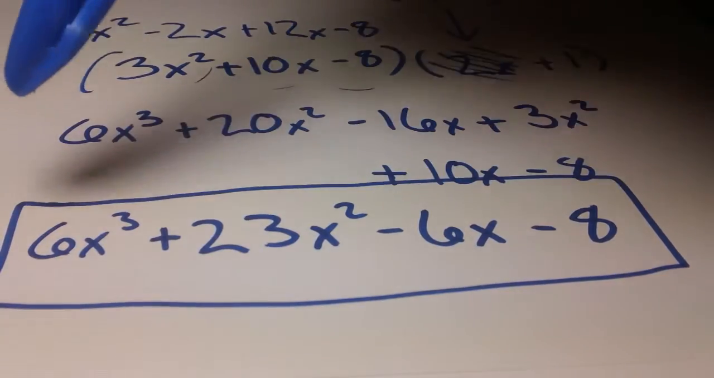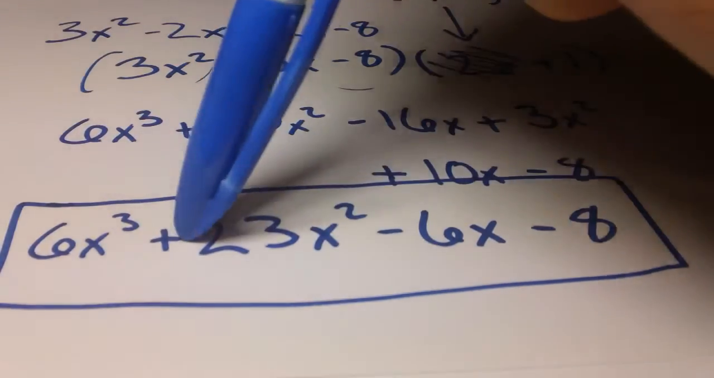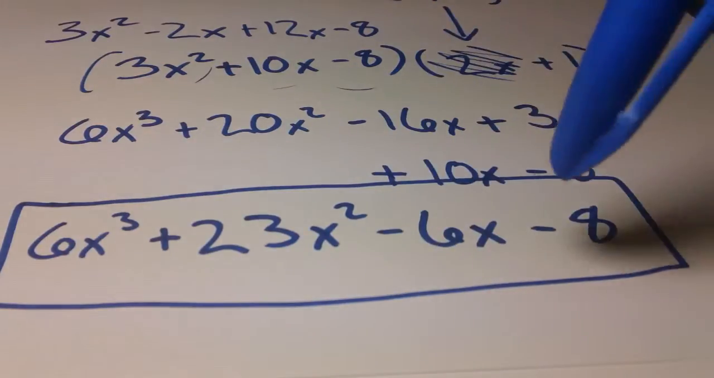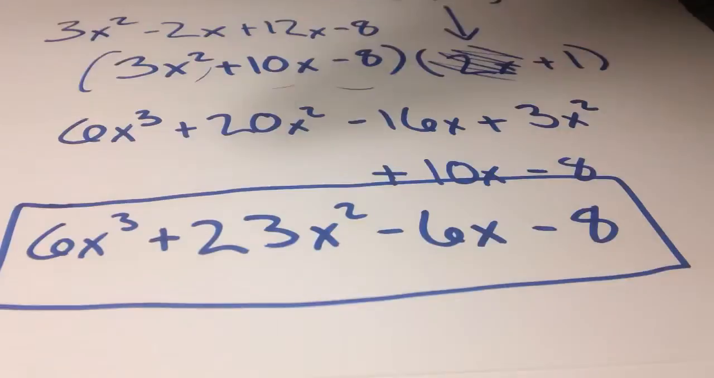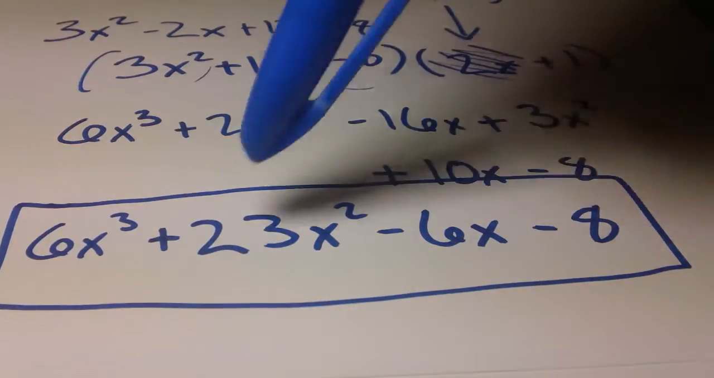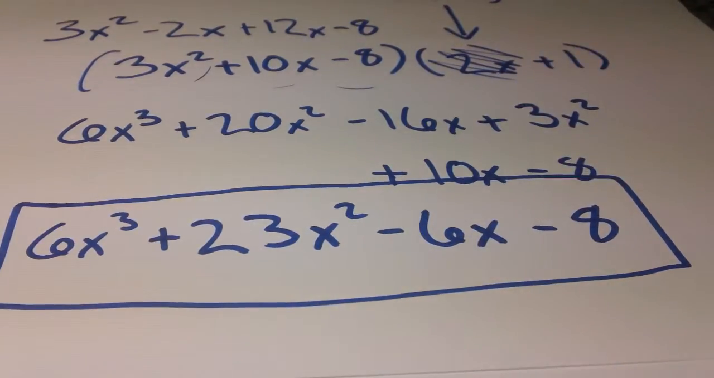multiplying these. You do this one times the first part, this one times the first part, this negative 6 times the first part, negative 8 times the first part. And then you move on to the second one, and you do 6x to the third times the second part, yada, yada, yada. You get the idea. You just keep doing that until you have run through all of those quantities that you have to multiply.